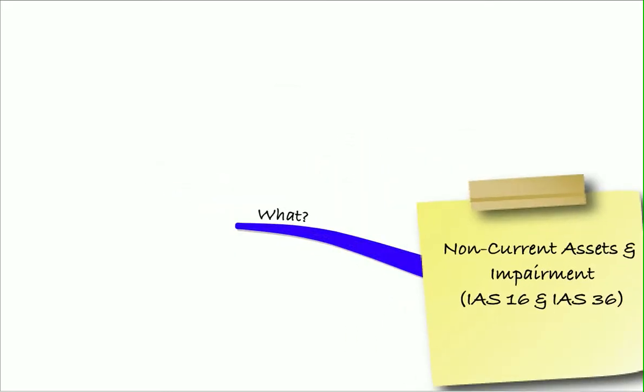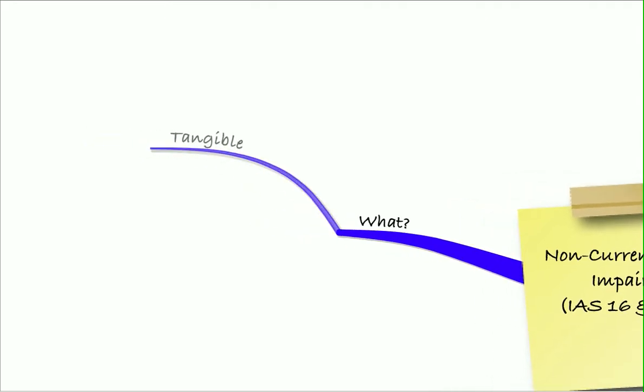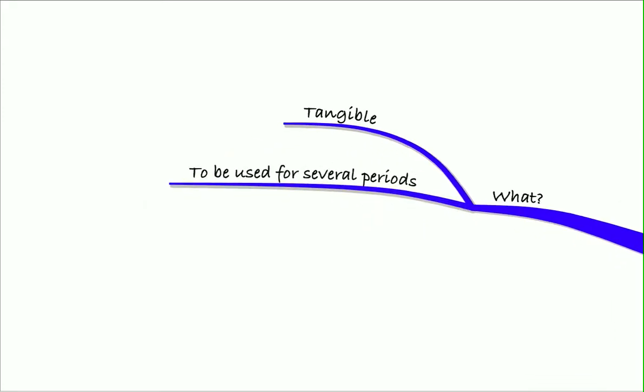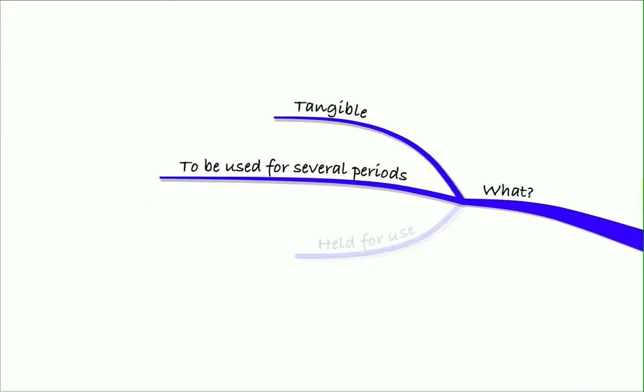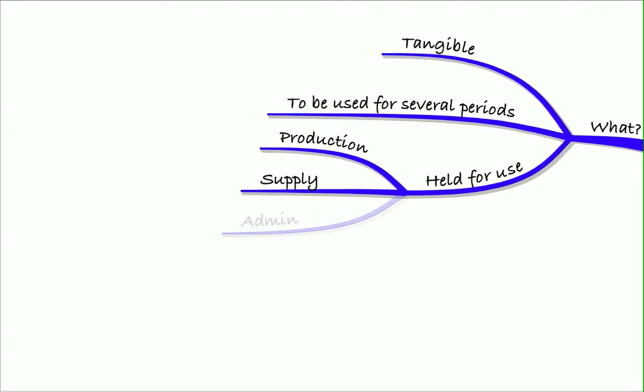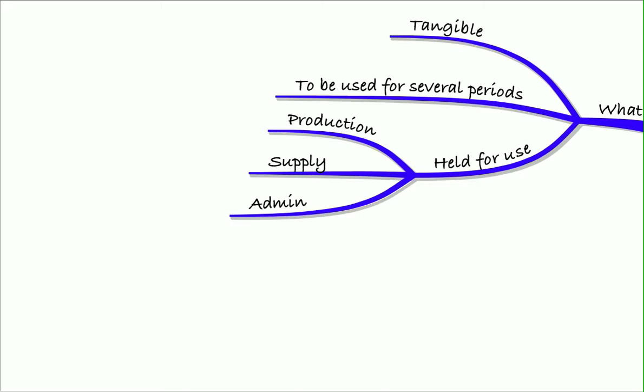So looking at IAS 16, first of all, non-current assets, what are we talking about? Well, they need to be tangible, i.e. you can kick it, you can touch it. It's going to be used for several periods, so it's held for use in production, supply or administration. So we're going to use it for several years, so we're going to capitalise it.